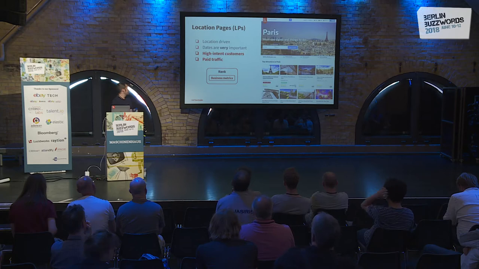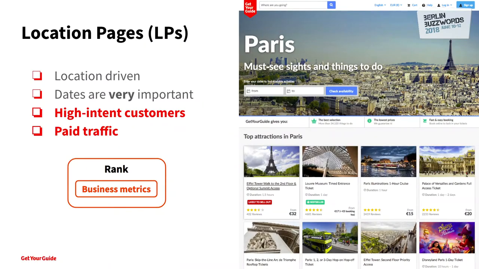But we also have something interesting called location pages. It looks like a landing page, but there's no static content, there's search going on here. This page is also very location driven, because those tourist activities are about Paris. They all belong to Paris. And dates are even more important here because these activities are popular, so they run out of availability quickly. We use those pages in our ads, so it means that we pay for this traffic and also receive high intent customers. We know that all the customers who land on this page through an ad are interested in traveling to Paris.